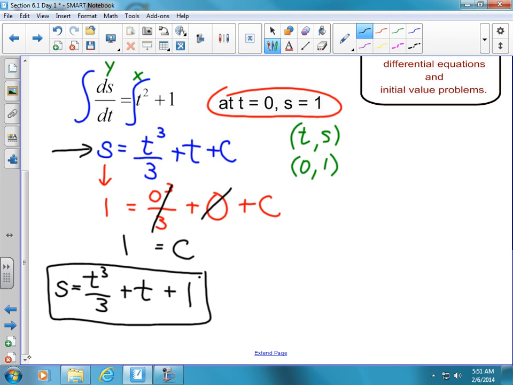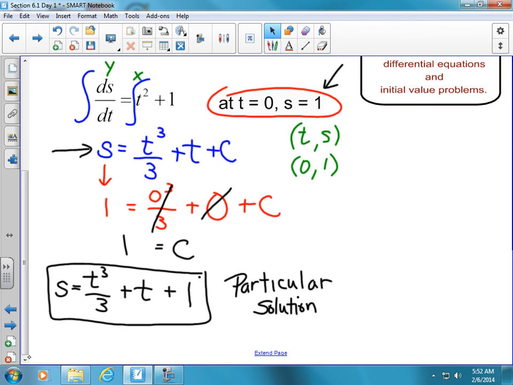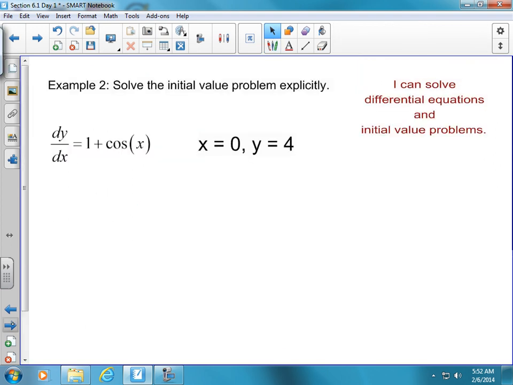That is solving an initial value problem. That's what they're called, initial value problems, because they give you an initial value. Like at time equals 0, the position is 1. And this is a particular solution. It's not a general one. It doesn't have a plus c. We actually solved for c. Okay, so one more of these.